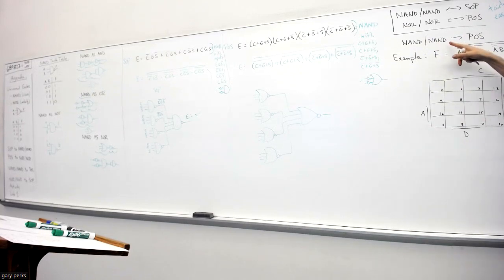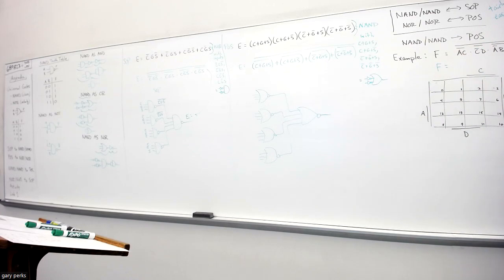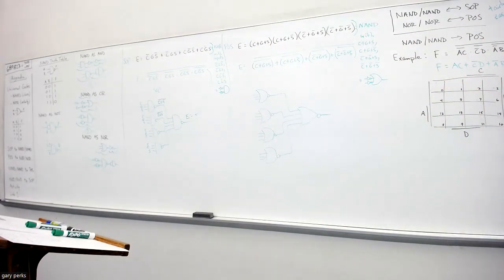So let's start with this one here. We're going to go from NAND to POS. And as an example, here's our NAND expression. So like I just said a moment ago, to go from NAND to SOP, you're just taking the terms of the NAND expression and then ORing them together. So you see, I'm just taking AC, this term, and then ORing it with not CD, and then ORing it with not A, B, C. And so that's why I was just talking about a moment ago over here. Okay, so everybody see what I did here?